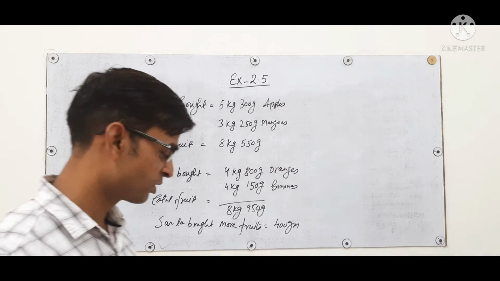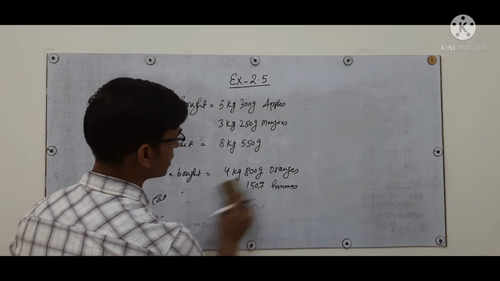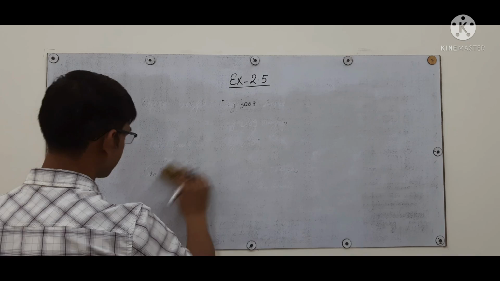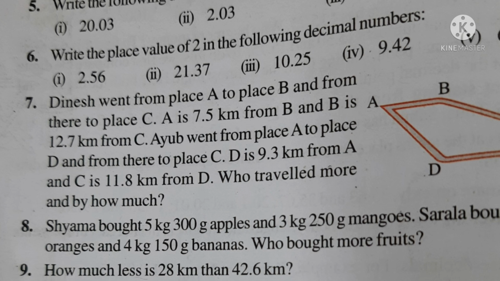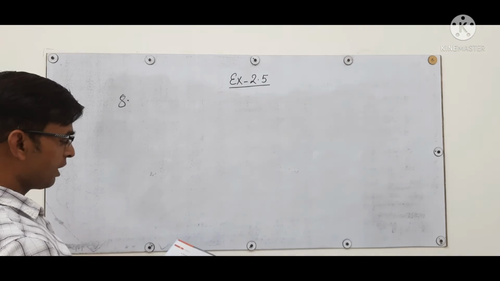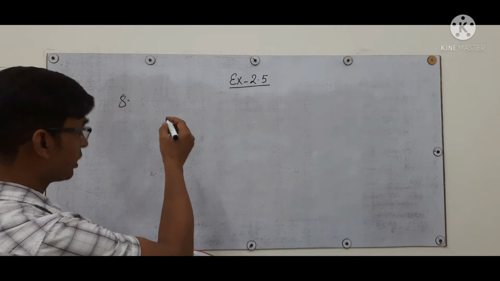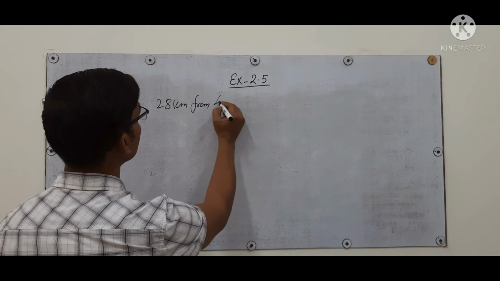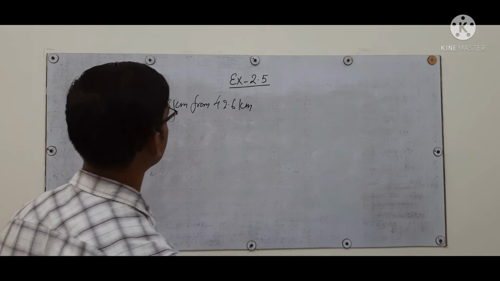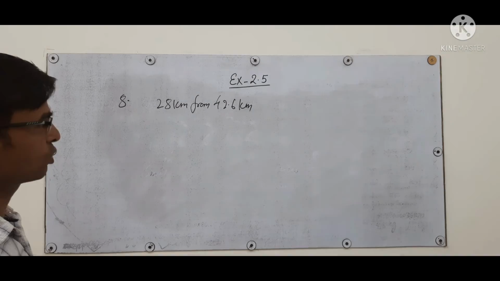Okay, now we'll proceed to solve today's last question, and it is question number 9. And it is also very easy, and you can just read question number 9 as given. So question number 9 is, how much less is 28 kilometers than 42.6 kilometers? So we have to just subtract it. Okay, so one number is 28 kilometer from 42.6 kilometer. That is, here it is 28 only and here it is 42.6, that is decimal is also given.